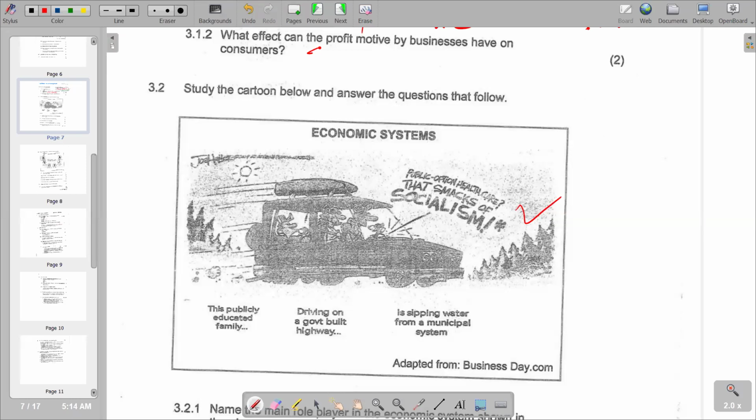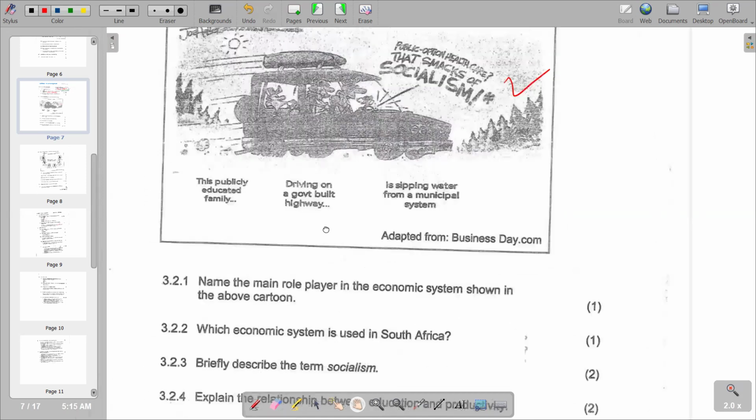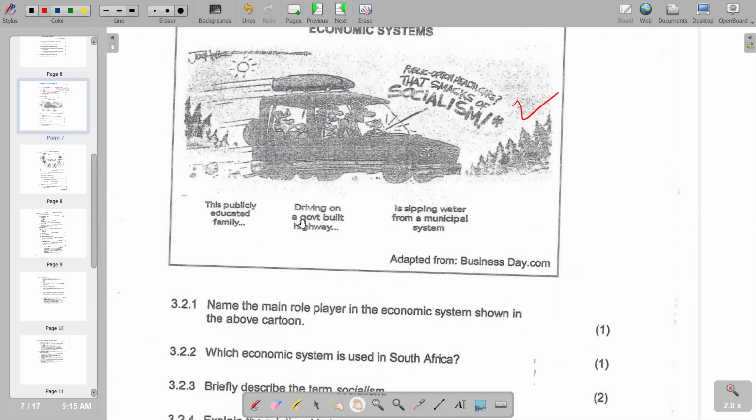I believe on the vehicle we also have the publicly educated family, driving on a government built highway, and drinking water from a municipal system. That is what is written in the cartoon. If you go back to the vehicle, it appears to be an ambulance, and we have these words that smack of socialism. Then the question reads: name the main role player in the economic system shown in the above cartoon. If you go into the words beneath the vehicle, this is publicly educated family.